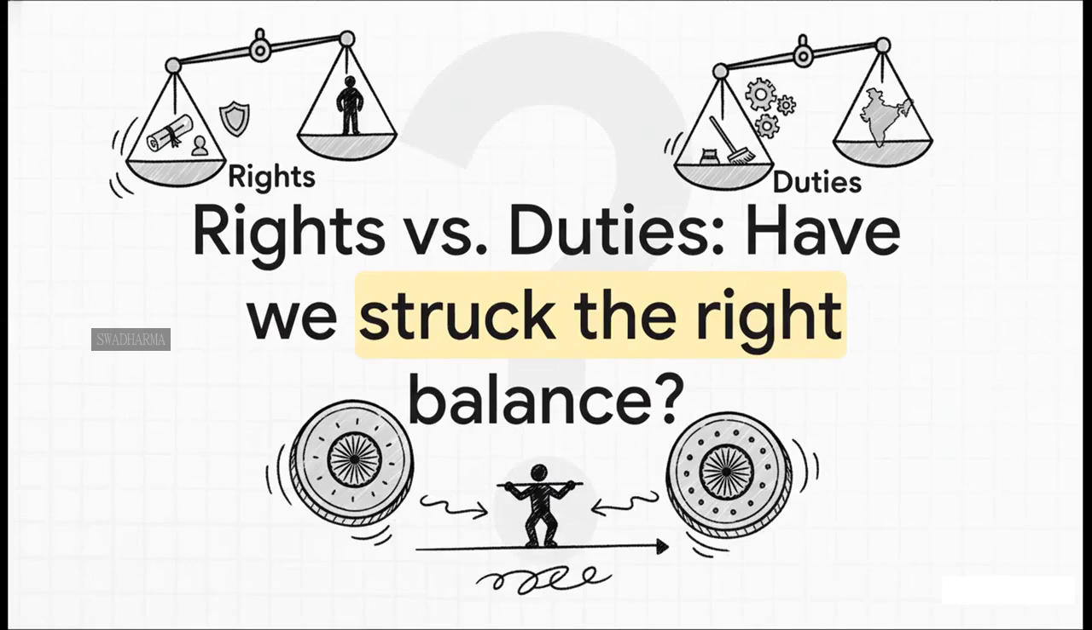At the end of the day, these 11 duties are the other side of the coin to our rights. They remind us that for all the freedoms we enjoy, there's a debt we owe to the nation that protects them. So I'll just leave you with this final thought. In this constant conversation between what we demand from our country and what our country demands from us, do you think we've struck the right balance?